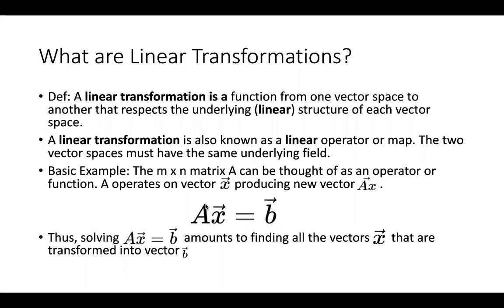So down here is a basic example. We're given an M times N matrix A, which can be thought of as an operator or function. The matrix A operates on vector X, producing a new vector called A times X, and we can write A times X equals B. So solving A times X equals vector B amounts to finding all the vectors X that are transformed into vector B.